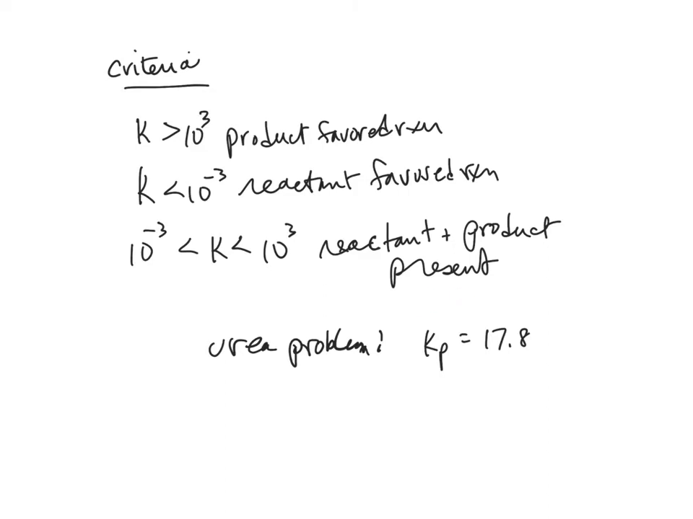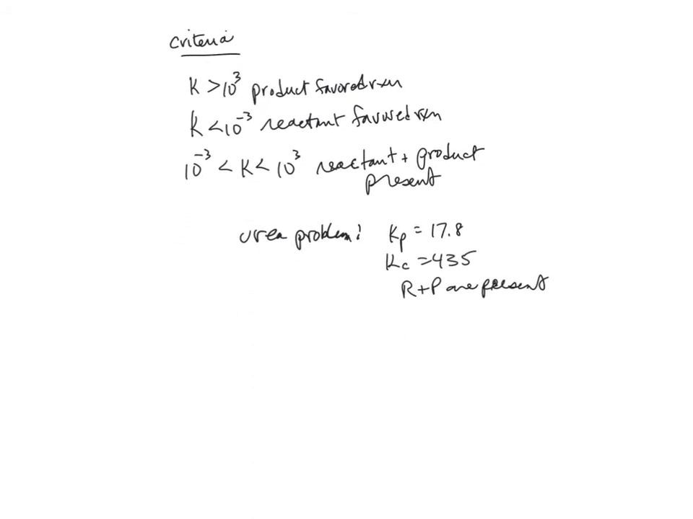Even if you used Kc, right, Kc would be equal to 435. That's still within the same range, right? So it's in between 1,000 and 1,000th. So you'd say for our system, for this urea problem, that R plus P, reactant and product, are present. The system's at equilibrium. All right, let's see if our delta G values are consistent with that.